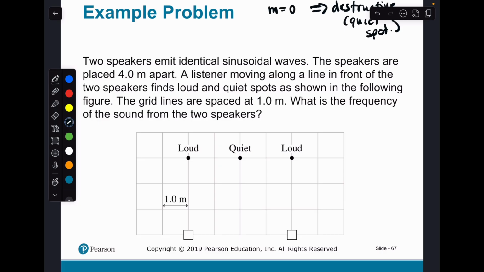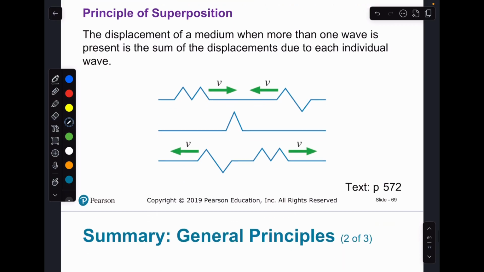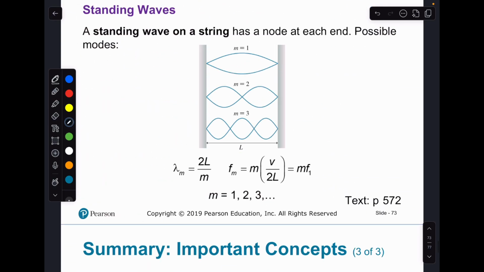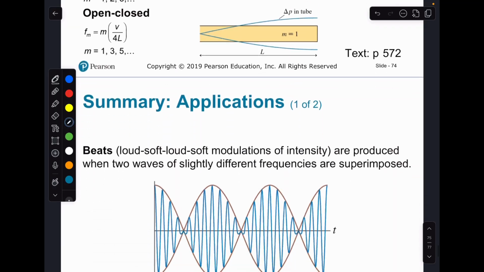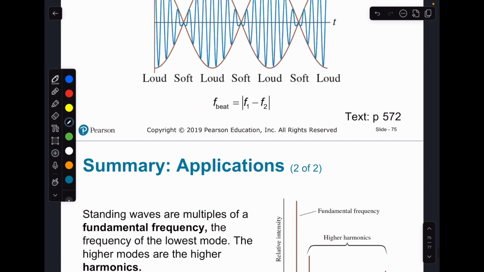Okay, so that wraps up chapter 16. As always, there's a summary at the end that has some equations and some great concepts. This is a great study area for you. Okay. So look forward to chapter 17 coming up in the next day or two.